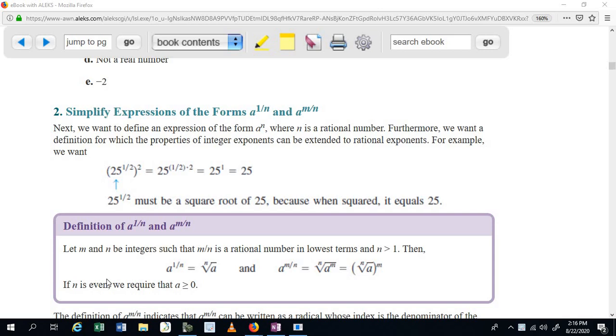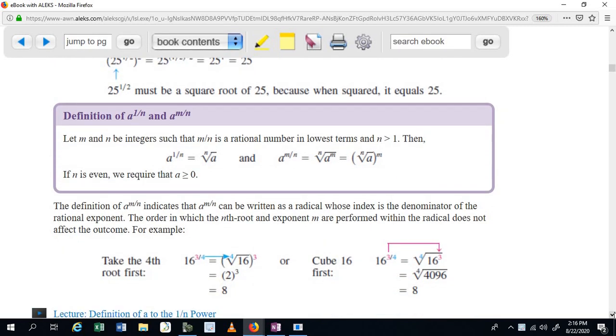Again, in this video, we're going to go over section R3, objective 2, which is about simplifying expressions of the forms a raised to the 1 over n and a raised to the m divided by n. So let's go over the definition of both of those.